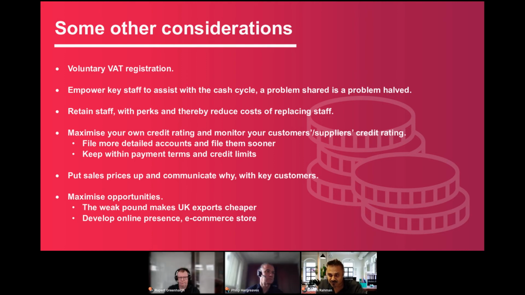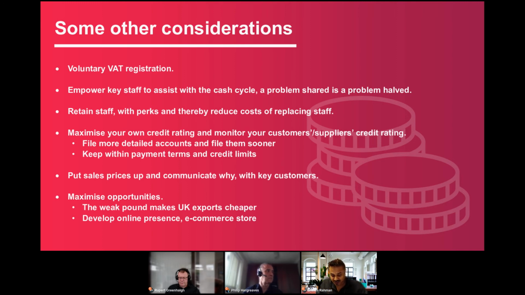The key thing for you is that you can recover all the VAT on your costs, and that is significant. So being VAT registered is actually pretty sensible, and we do lots of voluntary VAT registrations for businesses from day one that haven't even started trading, and we apply for a VAT registration.